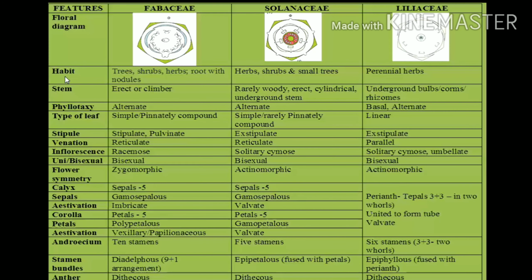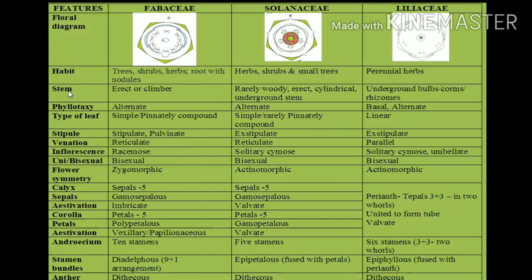Let us move on to the habit. Fabaceae, the members are mostly trees, shrubs, herbs, etc. And the roots are with root nodules. Solanaceae, they are herbs, shrubs, and small trees, whereas in Liliaceae, most of them are perennial herbs.